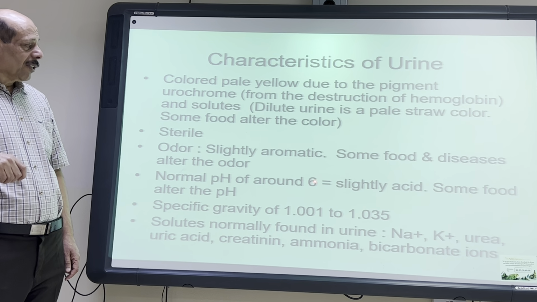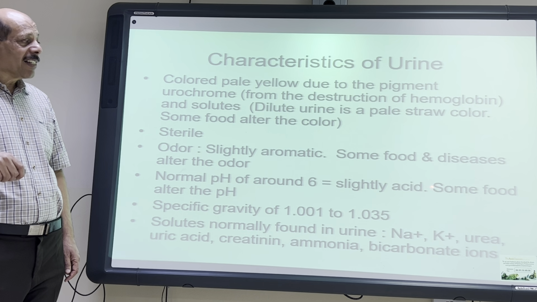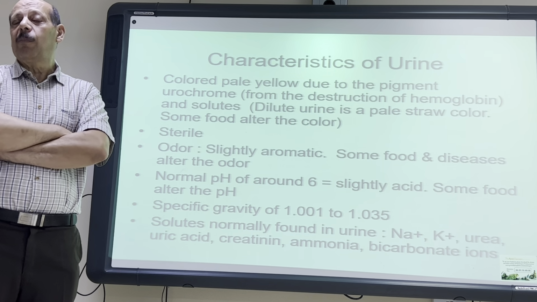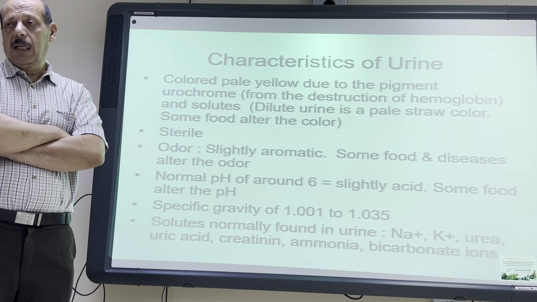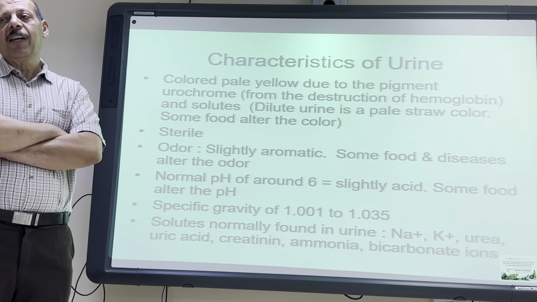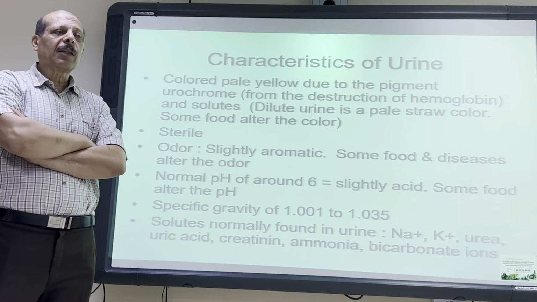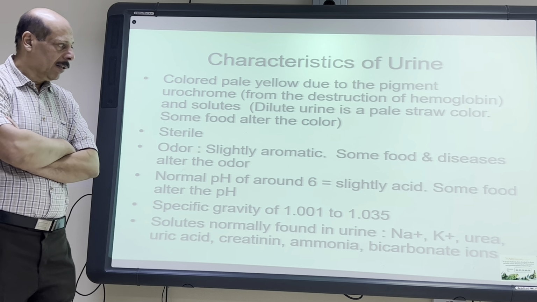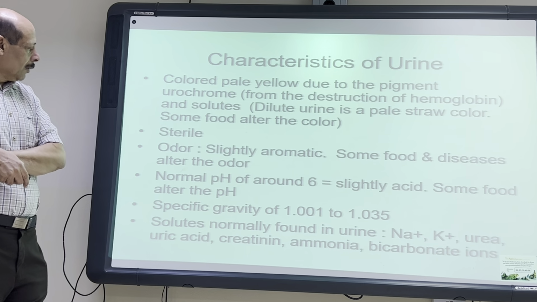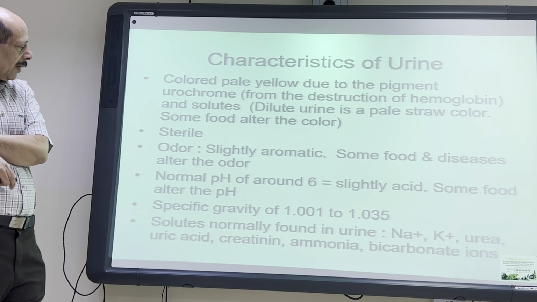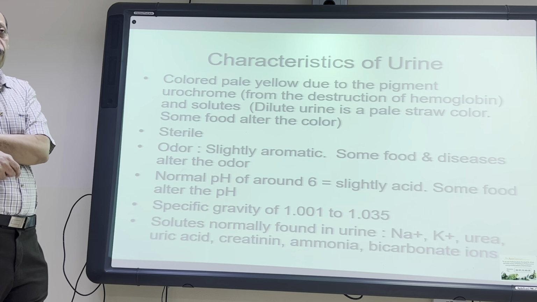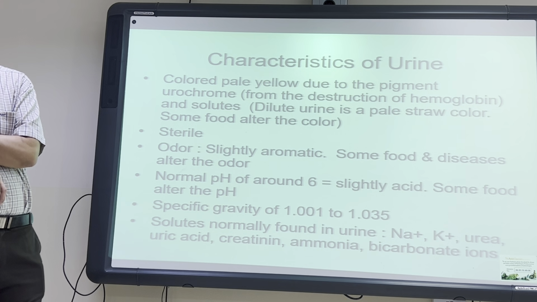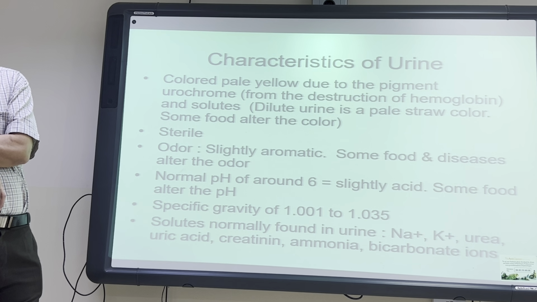The normal pH is around 6, so it is slightly acidic, but some types of food might change the acidity or the pH of the urine, and it might become alkaline. It depends upon the food that we are taking. The specific gravity of the urine is slightly more than the specific gravity of water. What's the normal specific gravity of distilled water?